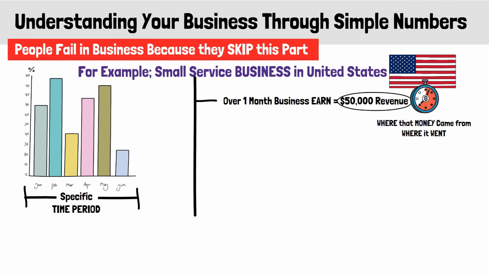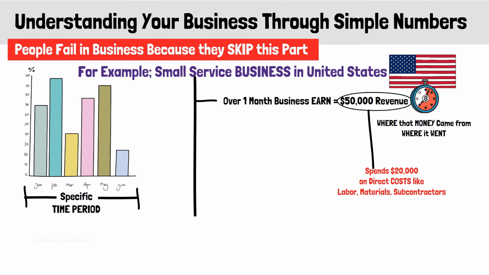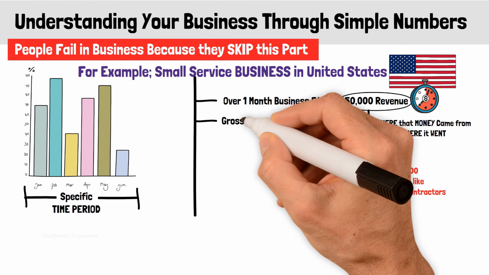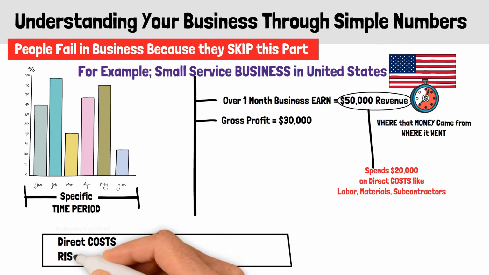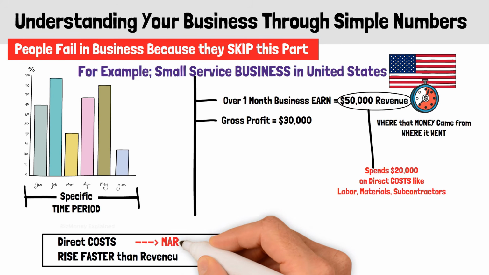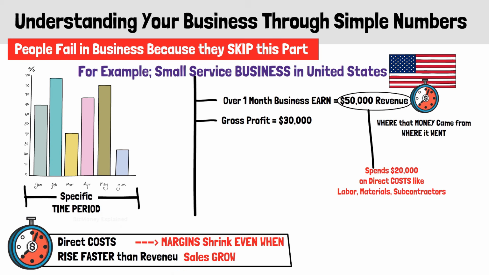Out of those $50,000, the business spends $20,000 on direct costs like labor, materials, and subcontractors. This leaves $30,000 as gross profit. Already, you can learn something important. If direct costs rise faster than revenue, margins shrink even when sales grow. Many owners miss this early warning sign.